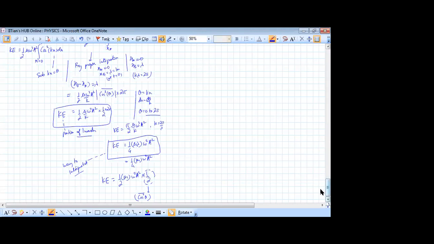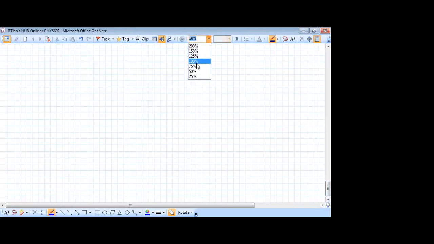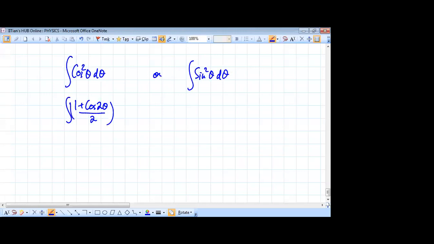Yeah, I'll explain the integration part. So first of all, let us understand this integration, which we have discussed earlier. Cos square theta d theta or sine square theta d theta. This becomes 1 plus cos 2 theta by 2 d theta, or this becomes 1 minus cos 2 theta by 2 d theta.